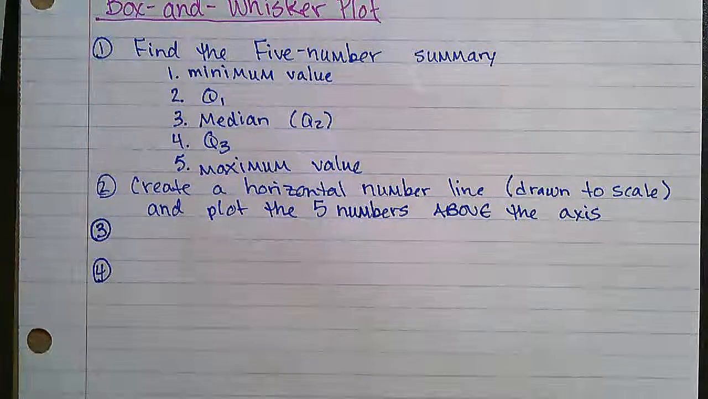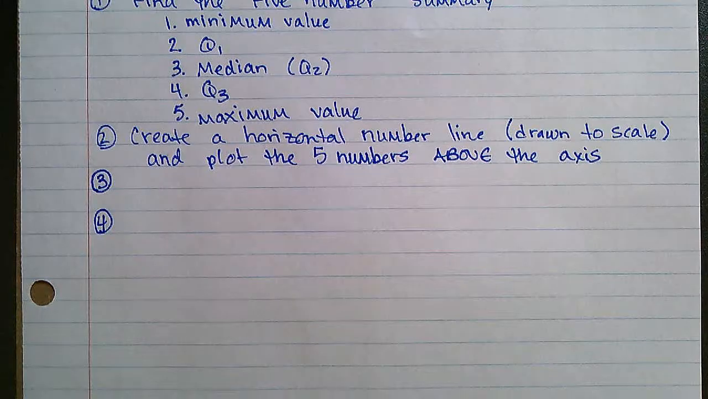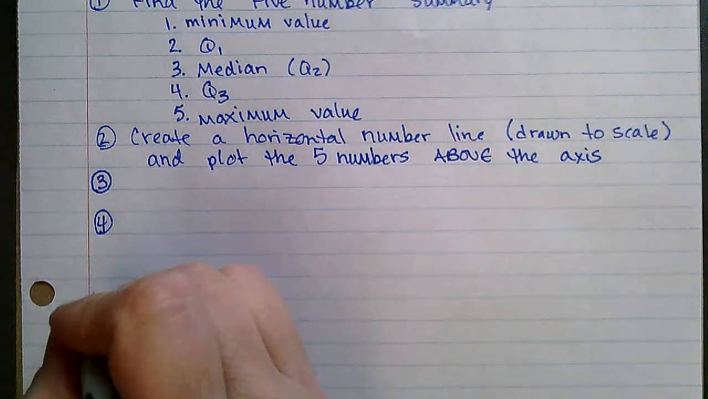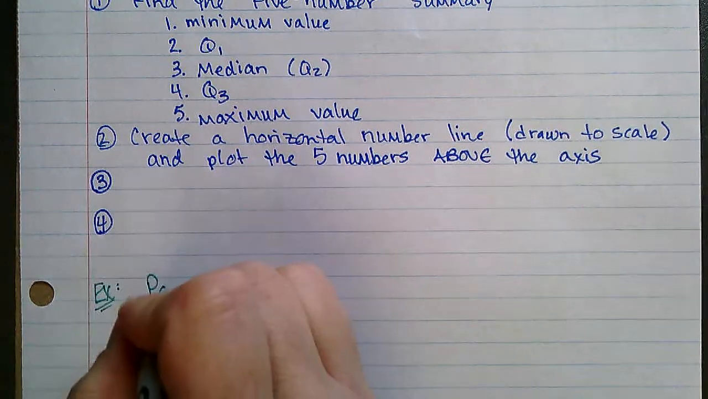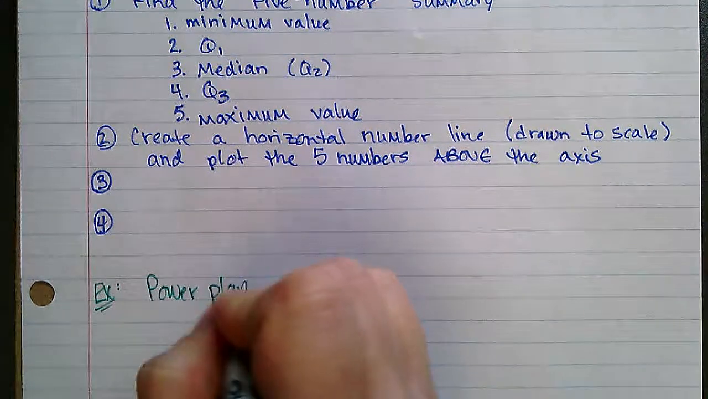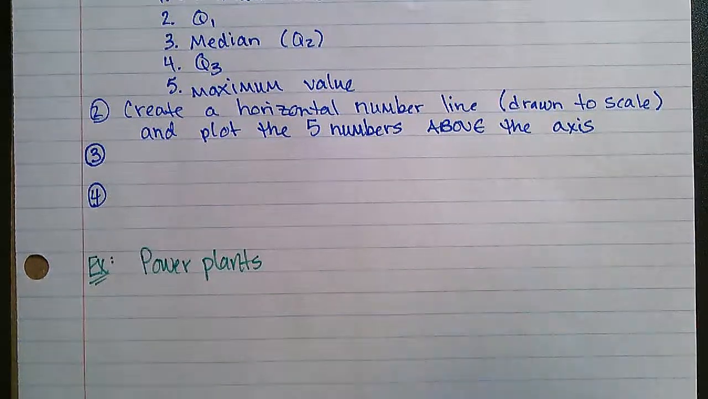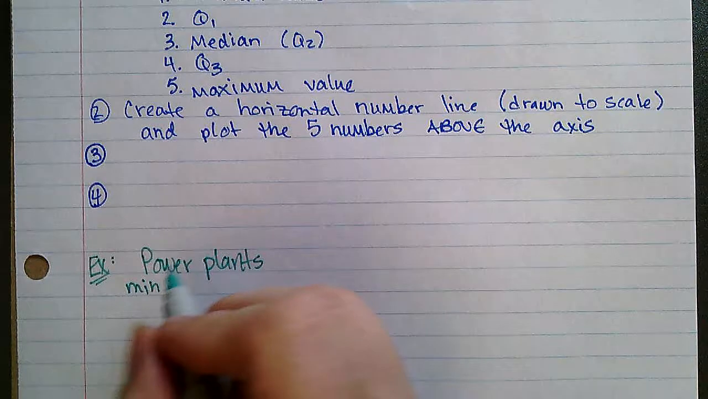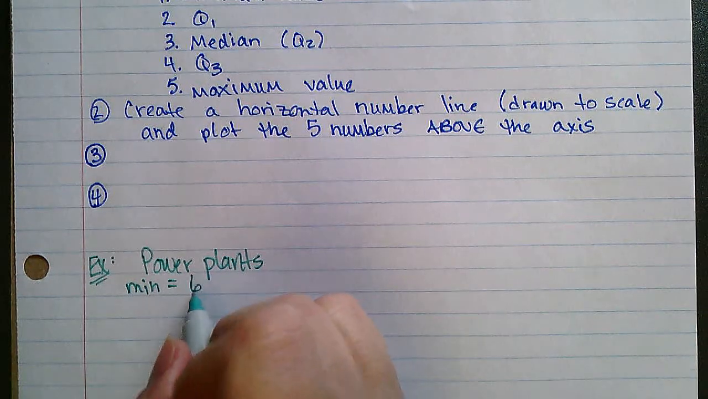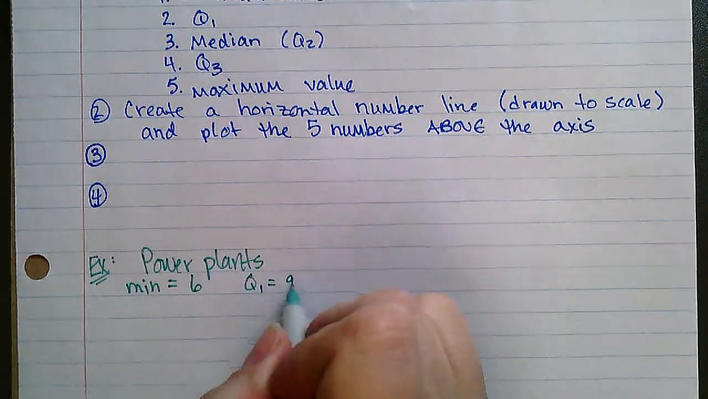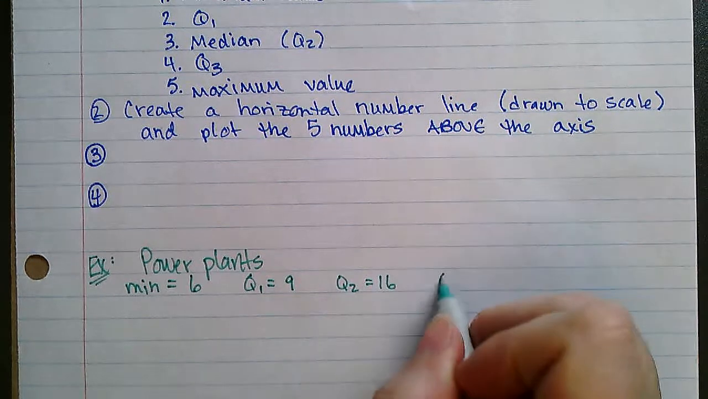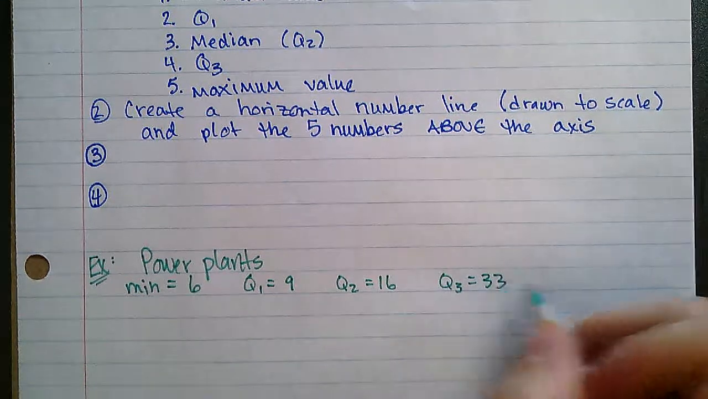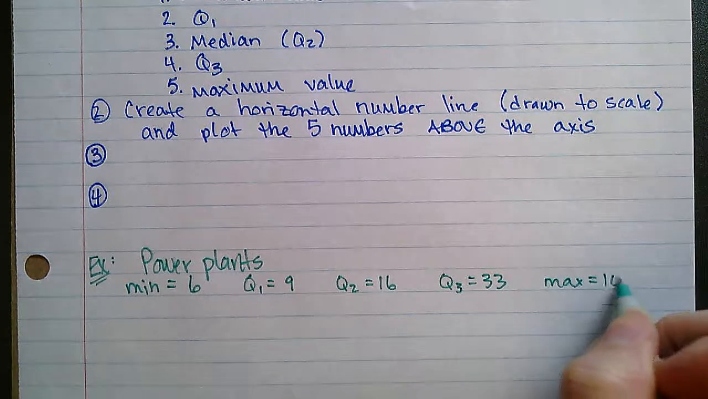I think we'll go ahead and get those steps done, and then we'll come back and write in steps 3 and 4. So we're still going to use that power plant example that we were just talking about. So our 5 numbers, the minimum number that we had would have been the first one on our ordered data list, which was 6. Q1 was 9. Q2 was 16. Q3 was 33. And our maximum number was 104.